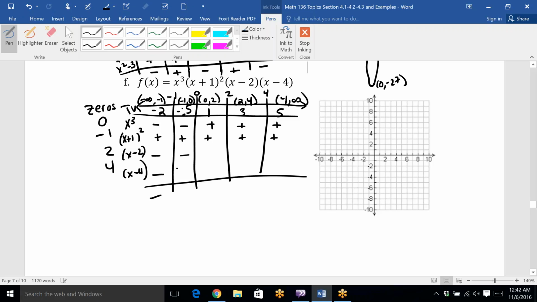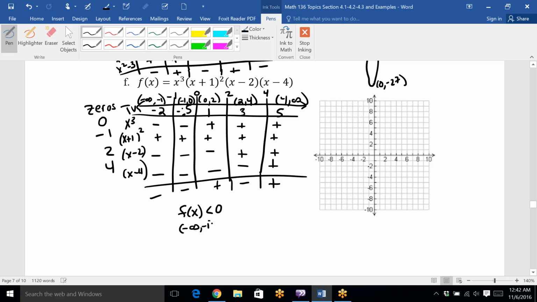Negative 0.5 minus 2 would be negative. Negative 0.5 minus 4 would also be negative. So 3 negatives make a negative, which means there's a bounce here, which makes sense since that's squared. 1 minus 2 would be negative. 1 minus 4 would be negative. 2 negatives makes an overall positive. And then we'd have a positive and a negative, which is an overall negative. And then the last group would have both of these being positives as well, so the whole thing would be a positive.